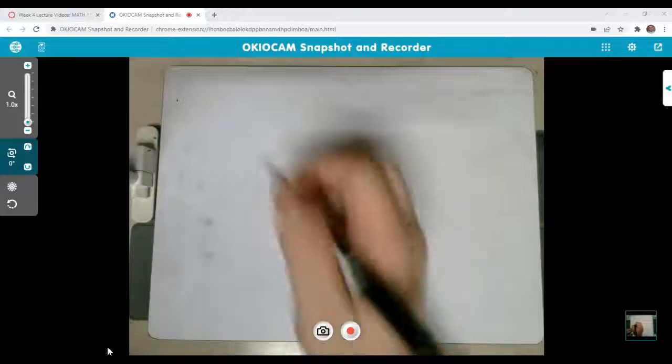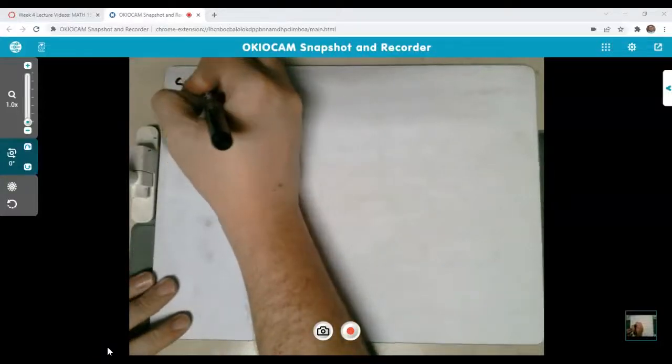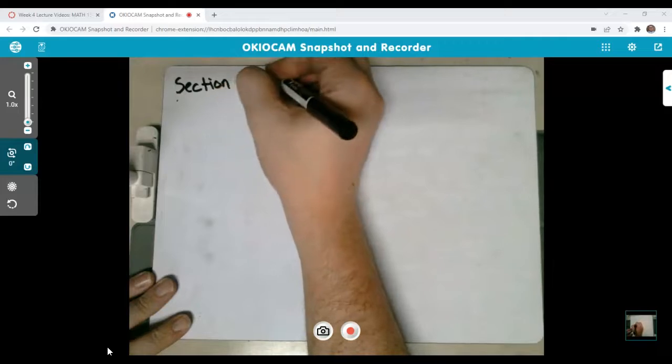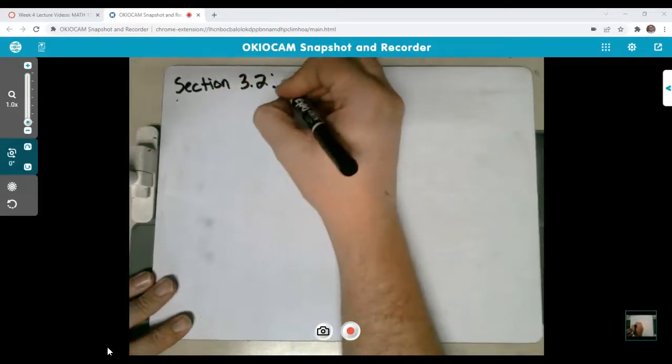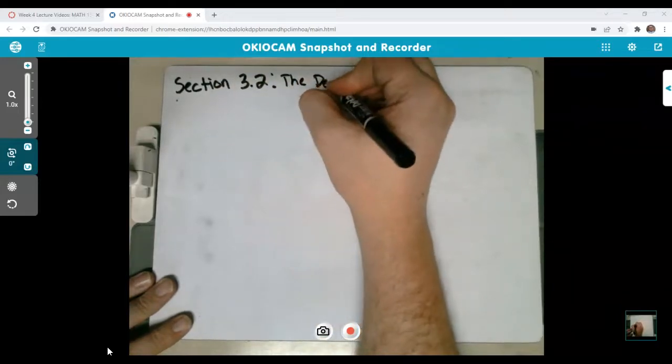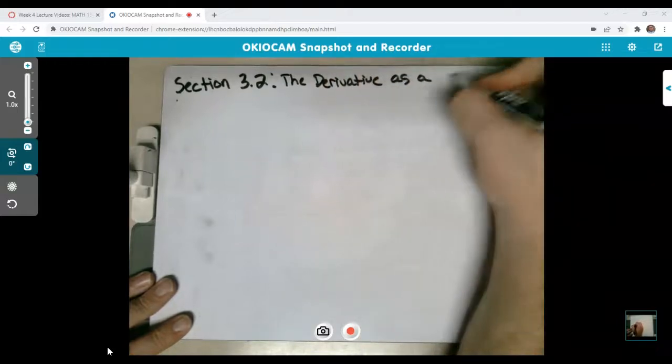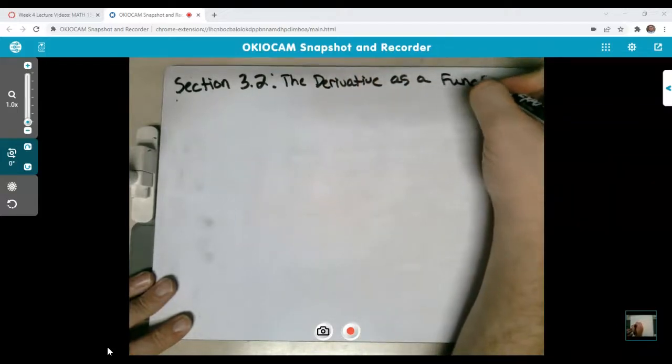Alright, so we can now move on to section 3.2, which is basically just adding on to what we did in section 3.1, and that is the derivative as a function.